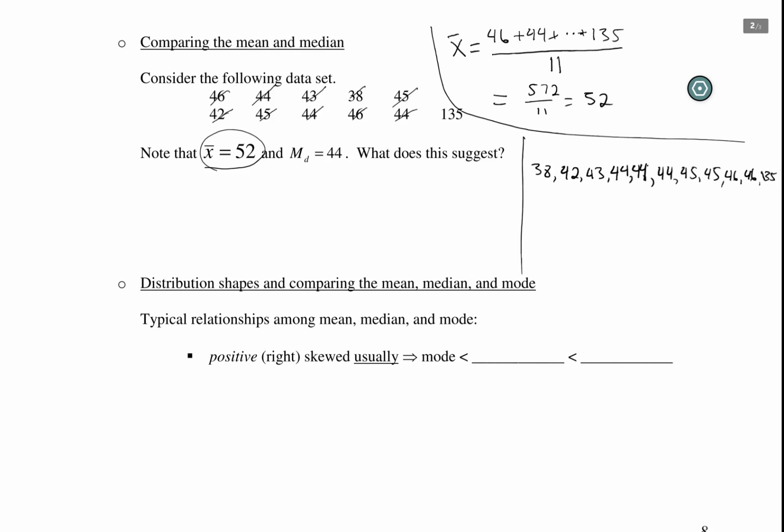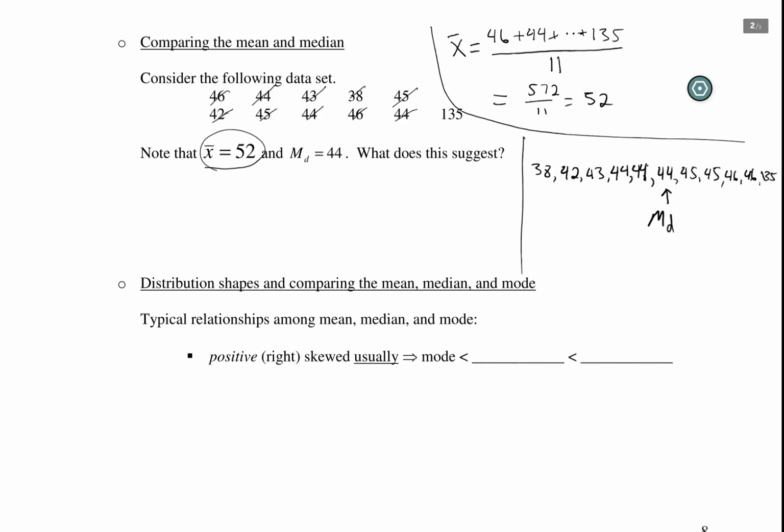So the median is the middle ordered value. All right, so I'm going to go out to the 6th value there. So 1, 2, 3, 4, 5, 6. This guy right here, 44, is my median. Median is 44, x bar is 52.